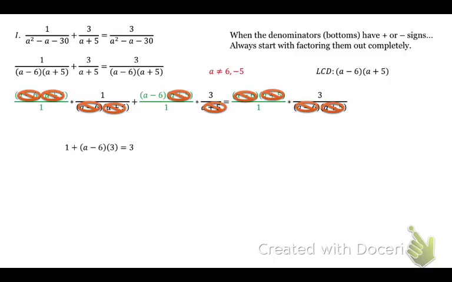So I'm left with 1 plus a minus 6 times 3, and that equals 3. I'm just going to move that 3 to the front, so that's 3 times a minus 6. So that's 1 plus 3a minus 18 equals 3, which is 3a minus 17 equals 3. Add that 17 over, 3a equals 20, divide by 3, a equals 20/3.